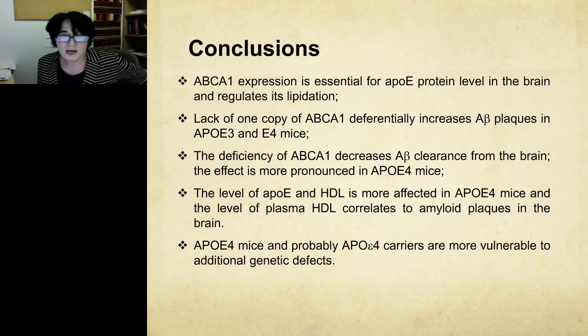E4 mice. The level of APOE and HDL is more affected in E4 mice, and the level of plasma HDL correlates to amyloid plaques in the brain. We conclude from this that APOE4 mice, and probably E4 carriers, are more vulnerable to the effect of nonfunctional ABCA1 and probably to additional genetic defects.